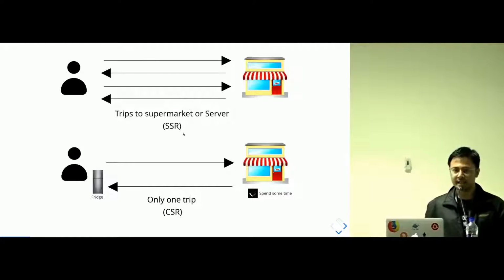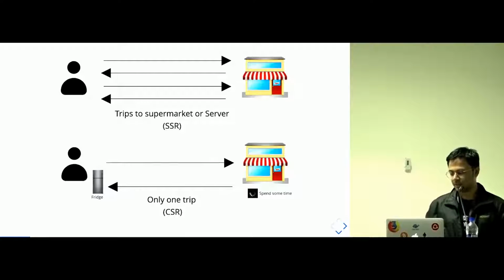While in the second case, you spend 45 minutes in the supermarket and make a list of what you need, and you look around for what you need for the complete month, and you gather everything and buy everything, come back home and put everything in the fridge. And whenever you're hungry, you open the fridge and pull out whatever you want to eat. So the second scenario is pretty much what is called client side rendering.